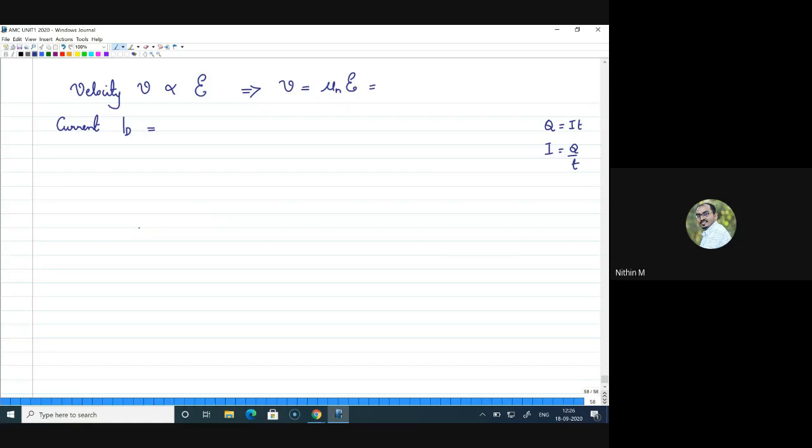Electric field is actually created by a voltage. What is that voltage? VDS. So it is equal to mu n into VDS by L. I hope this is clear.